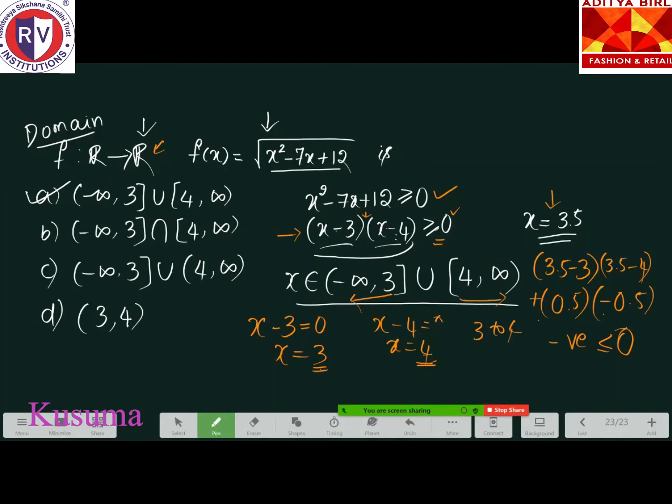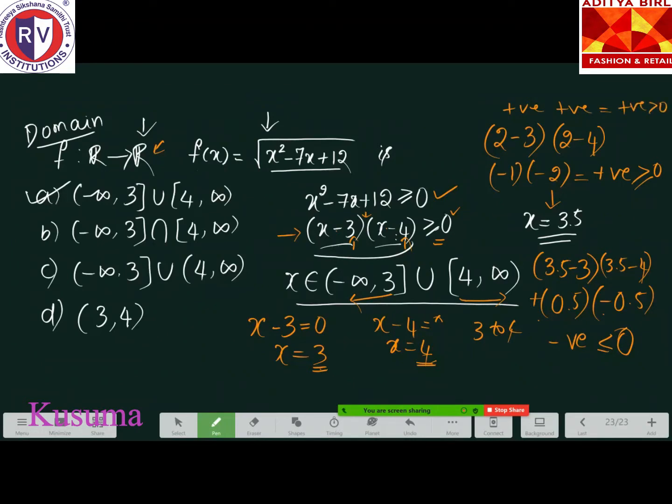You can give any value and check. Suppose I give 2. What happens? (2 minus 3) into (2 minus 4). Here 2 minus 3 is minus 1 and 2 minus 4 is minus 2. Negative into negative will give us a positive value, which is greater than 0 for sure. At these roots, the value will be exactly equal to 0. Whenever you give a value greater than 4, you get a positive value and a positive value, so the product will be positive and greater than 0.